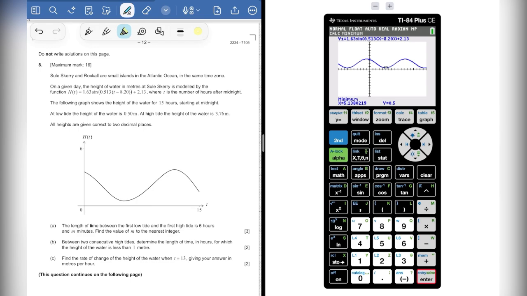So we will get that t is 5.138010219. And then we would do that for maximum. And we will get that t is 11.26198.